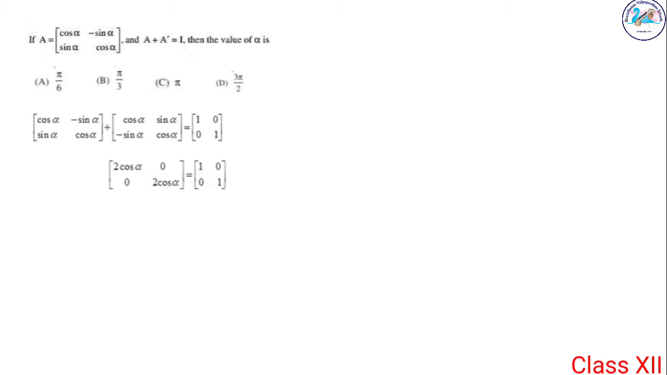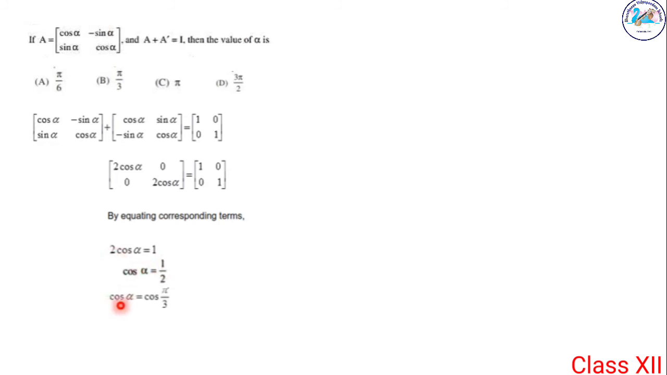Just add the corresponding terms. Cos alpha plus cos alpha is 2 cos alpha, minus sin alpha plus sin alpha is 0. Add the corresponding terms, you will get 0 and 2 cos alpha, equal to 1 0 0 1, the identity matrix. Equate the corresponding terms, that is 2 cos alpha is equal to 1. That means cos alpha is equal to 1 by 2. Bring 2 to the right side.